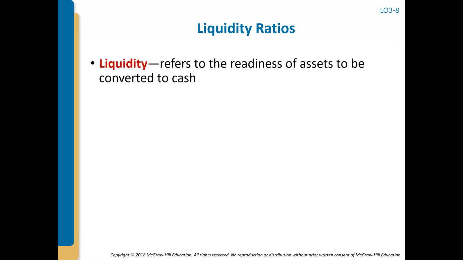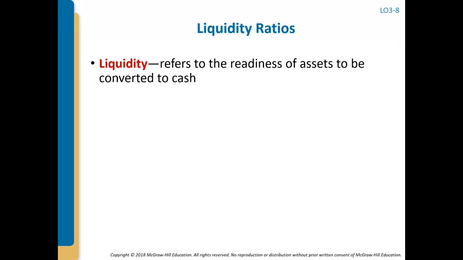So the first one is the liquidity ratio. Liquidity means the readiness of assets to be converted to cash. So how much liquid assets we have in comparison to the current liabilities.